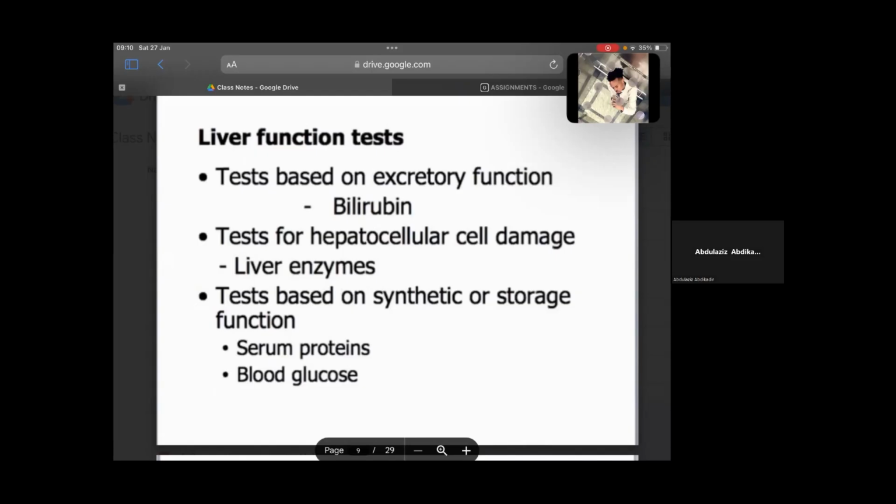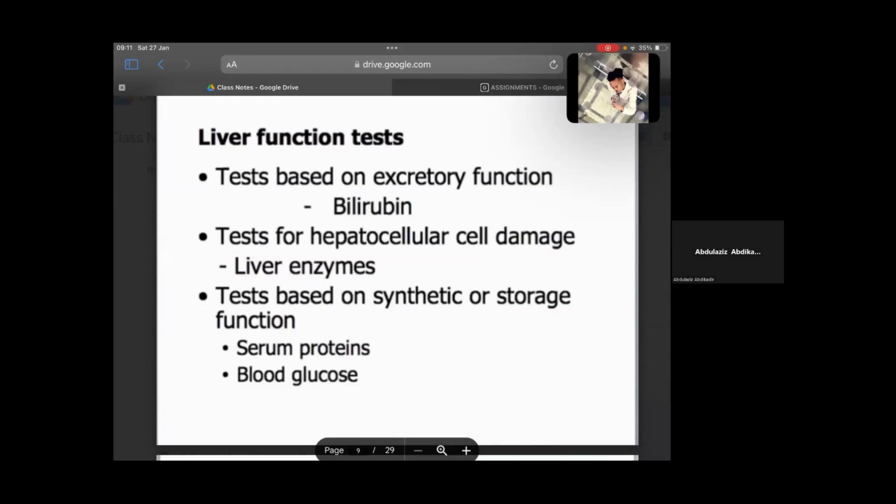It will test for hepatocellular damage, the liver enzymes, which are the aminotransferases, and the marker of cholestasis, the GGTP. The test is also based on synthetic or storage function: the serum proteins and the blood glucose. If there's liver damage or liver failure, you'll find things like albumin will be low. That's why you find patients with liver failure, when you come to the clinical years, or right now as you are rotating in the wards, patients with liver failure in pediatrics have swollen feet, a swollen body. It's because of the low albumin, which will cause edema, peripheral limb swelling. You remember the oncotic and hydrostatic pressures you went through in physiology; you can still revise them.